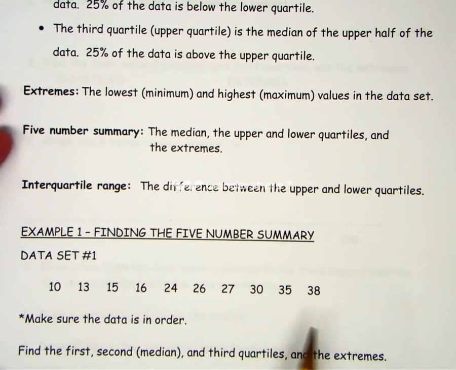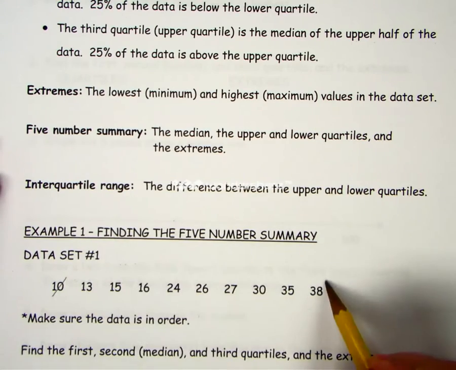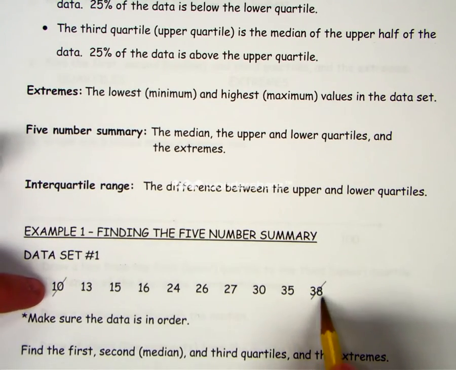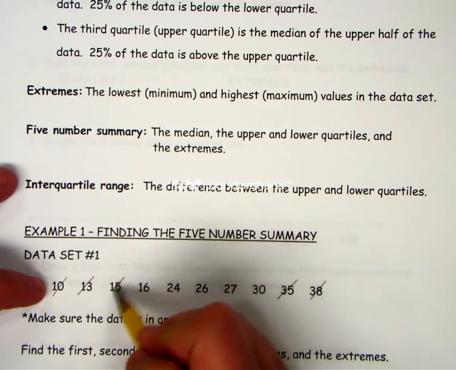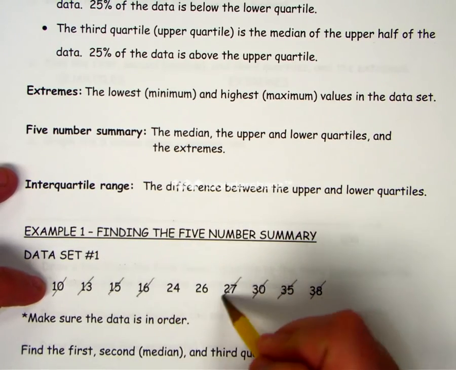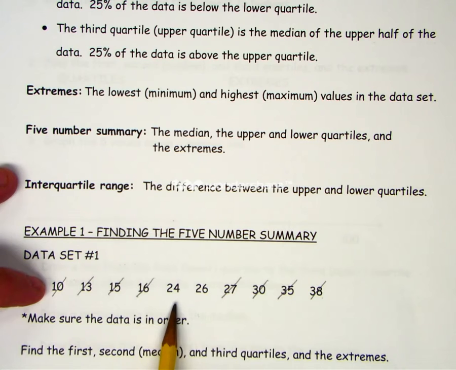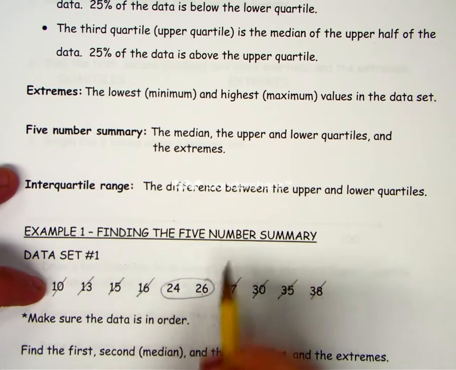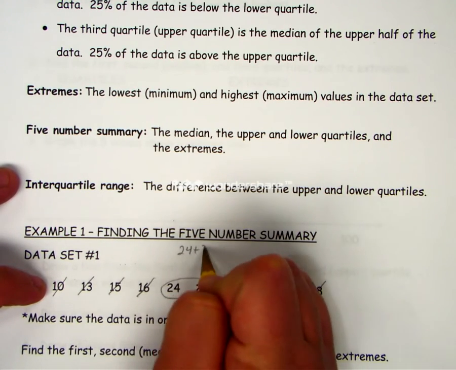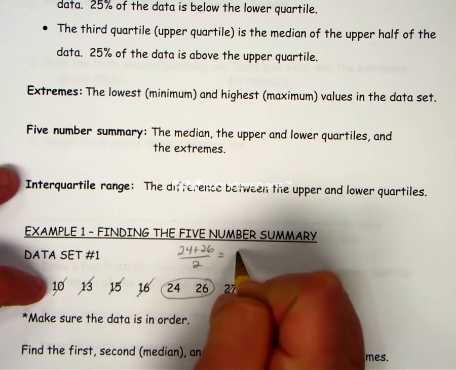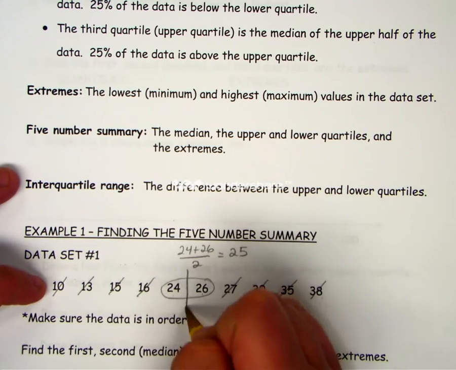Okay. Now, we are going to have to split this into quarters. The easiest way to do that is to start by splitting the data in half. Here's how I would do it. Notice I'm crossing out the lowest and the highest number until, if I crossed off 24 and 26, I'd have no data left. Anytime that happens, you take these two, add them together, and divide by 2. So it would be 25.